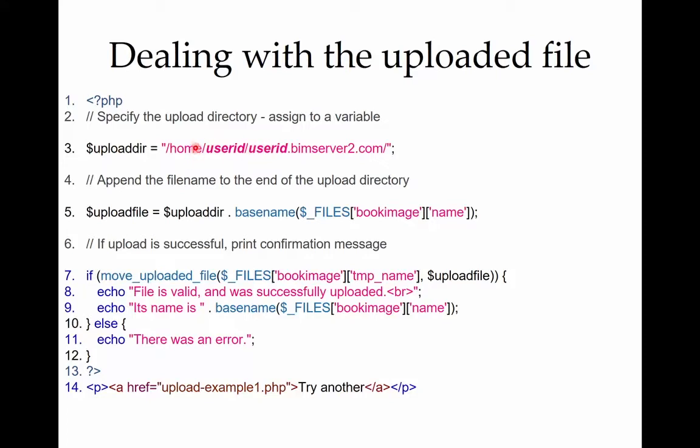So if you want to upload pictures, here you need to replace your user ID here. And this is basically the path of the hard disk on the server, on BIM server 2. So if your username is adent, you'd have a space in the folder home called adent, and in adent there'd be a space called user ID, in this case adent.bimserver2.com. Only files in this folder will be accessible from the web.